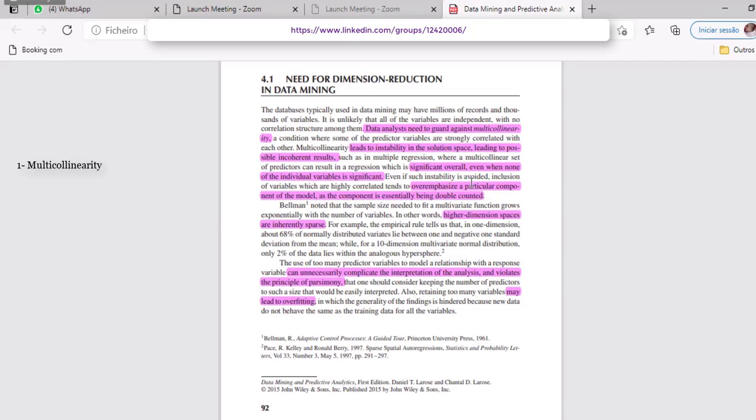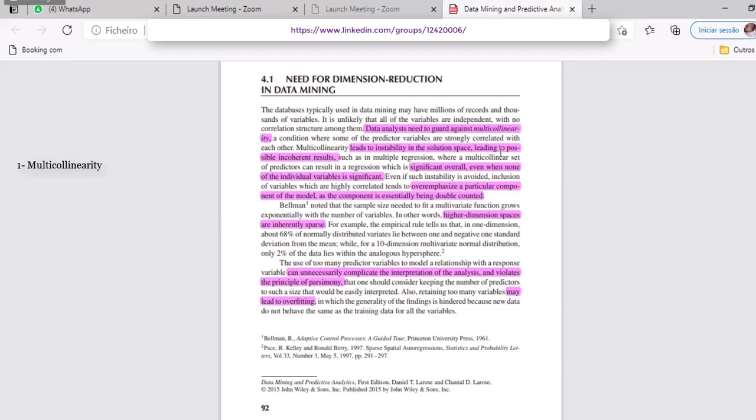This is one problem with the correlation between the variables, and the other problem is instability. Maybe we will not call it instability, but the inclusion of variables that represent the same thing can double the weight of a certain component of the model, as we have talked about in class.